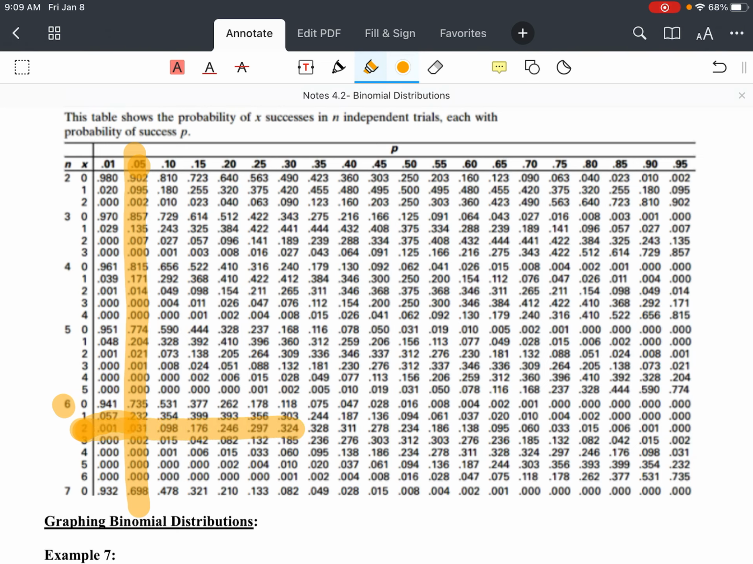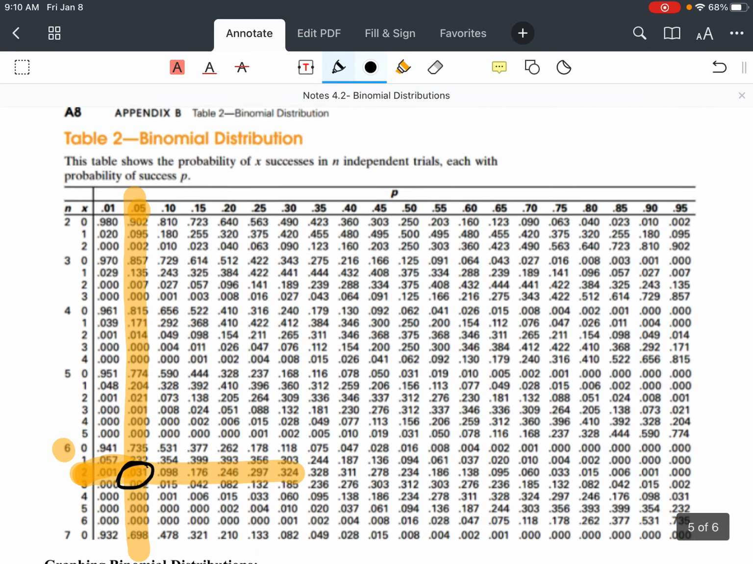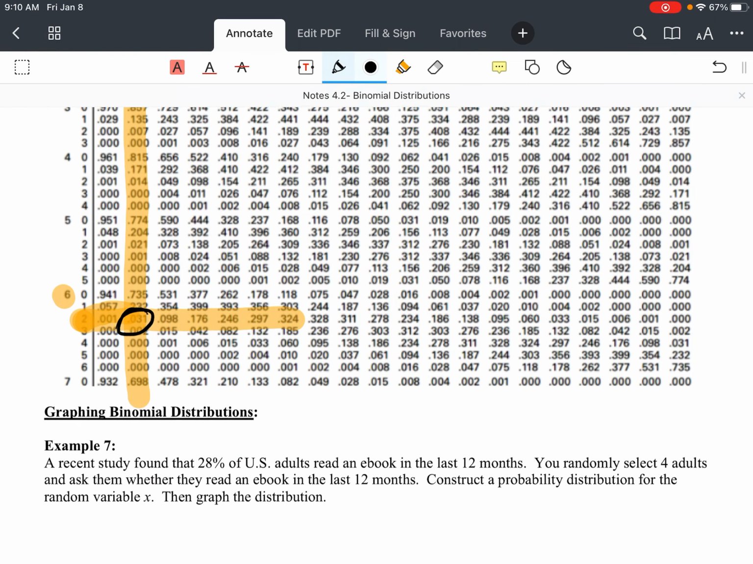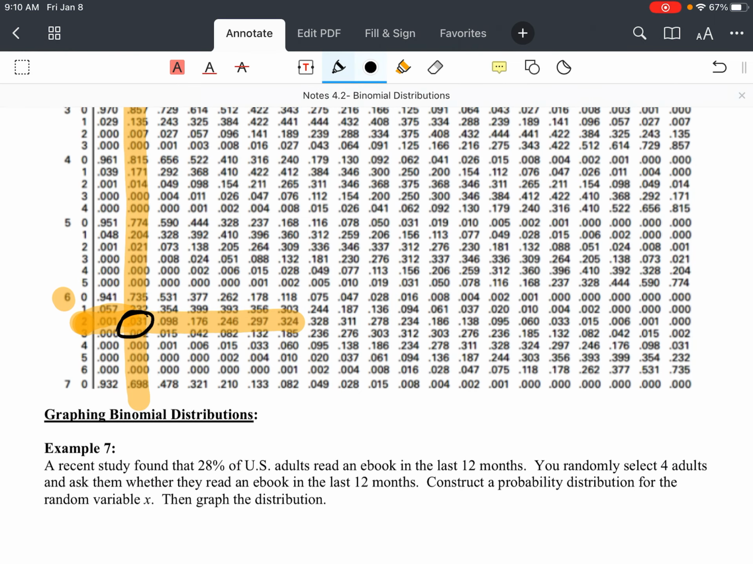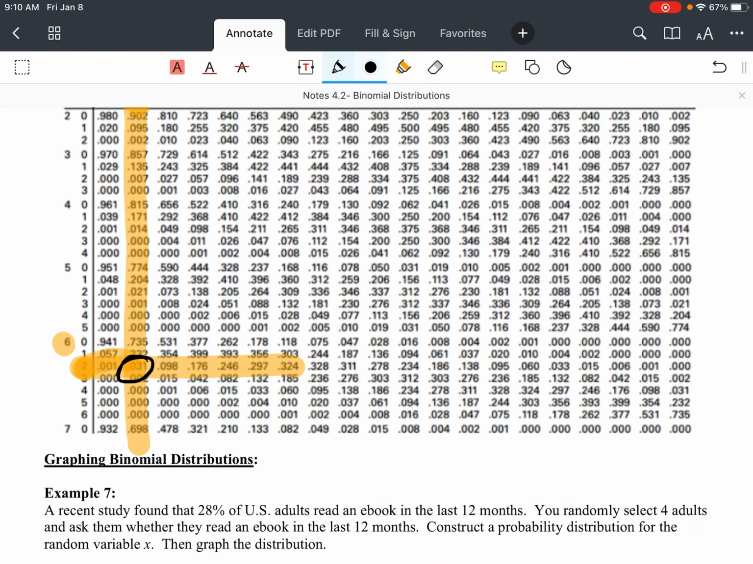So I can go to 6, down to 2, and trace my fingers to where they intersect. And notice that they intersect right here at 0.031. So that is the probability that we would find if we were to type this into the calculator. So the table is a very quick way to do this. The only issue with this table is that the n values only go up to 20, and after that you're going to have to use your calculator or do it by hand.